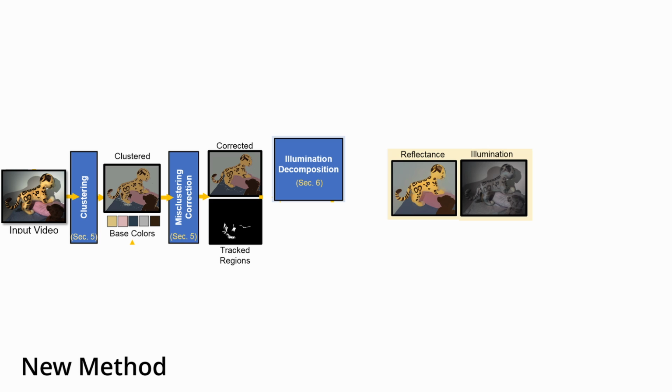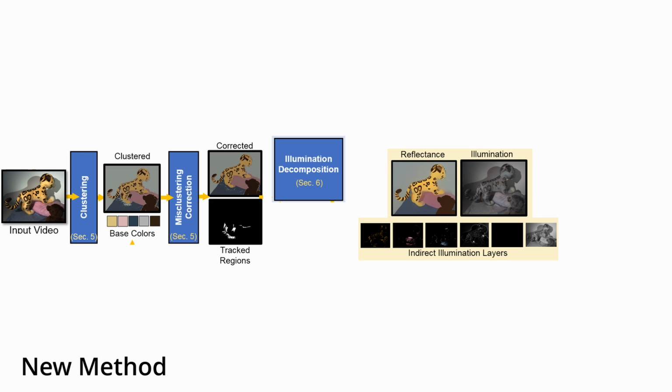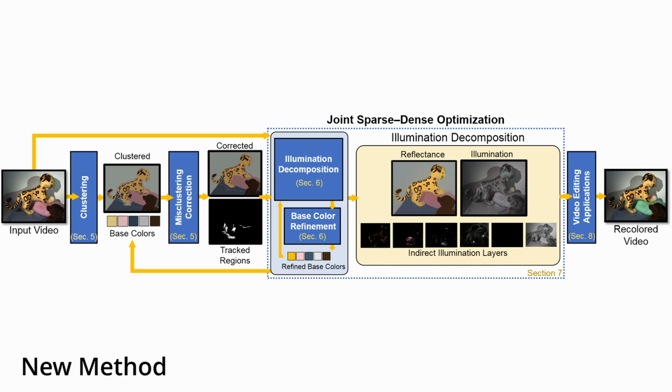Then, for each frame, they decompose the image into intrinsic image layers. These layers include the reflectance, direct or white illumination, and additional illumination layers for each of the base colors. During the decomposition, each frame's chromaticity is used to facilitate finding the reflectance. Finally, they use each decomposed frame to refine the base colors and keep subsequent illumination layers sparse.